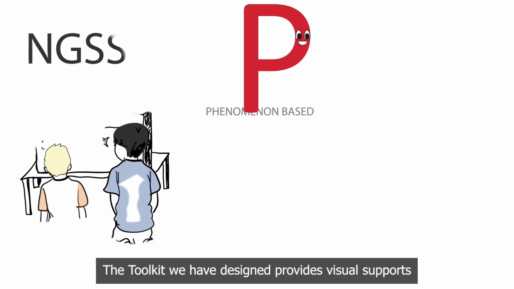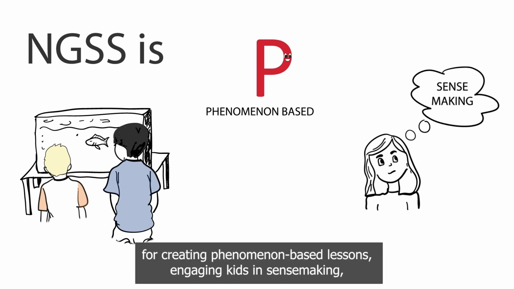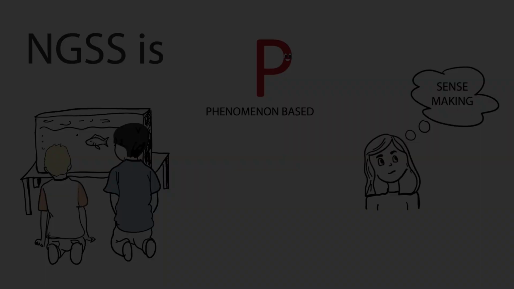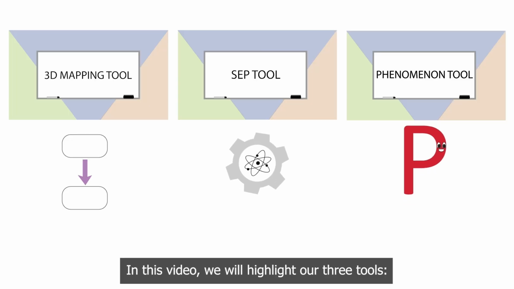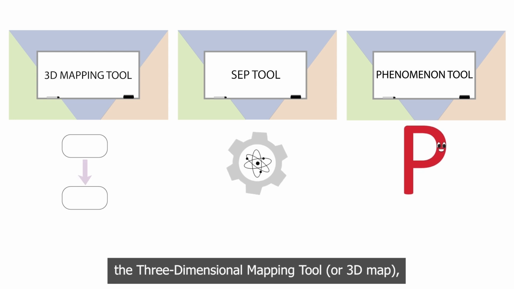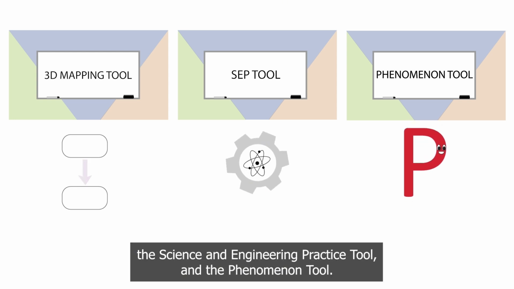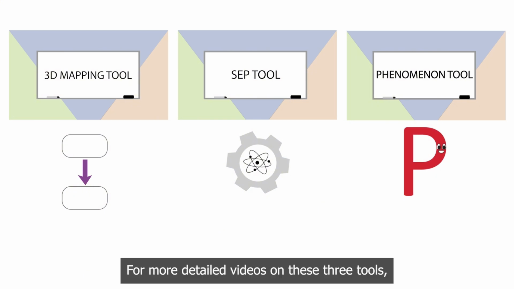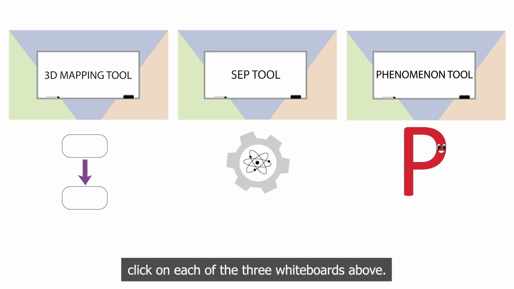The toolkit we have designed provides visual supports for creating phenomenon-based lessons, engaging kids in sense-making, and creating activities that are student-centered. In this video, we will highlight our three tools: the three-dimensional mapping tool, or 3D map, the science and engineering practice tool, and the phenomenon tool. For more detailed videos on these three tools, click on each of the three whiteboards above.